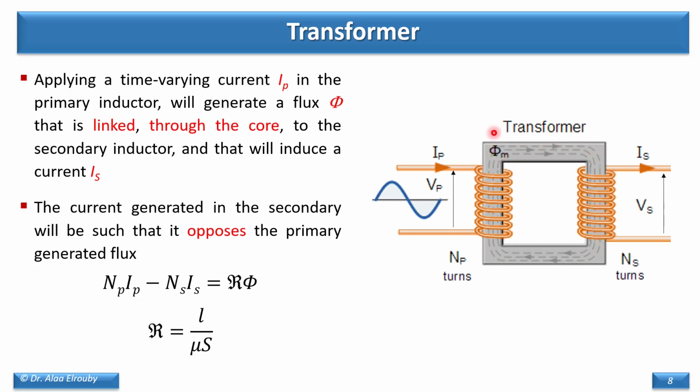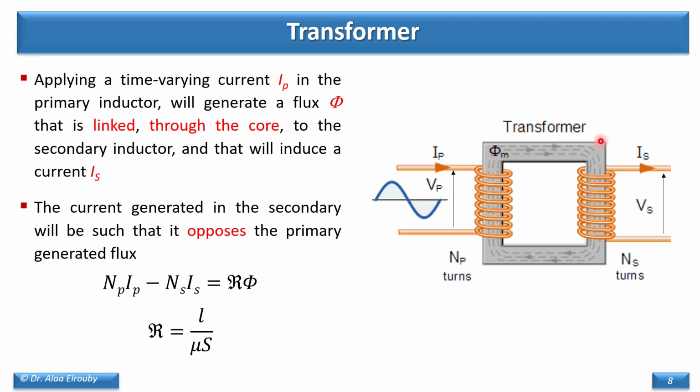The flux doesn't escape to the air, as we discussed this before, because the resistance or reluctance of air is much higher than the reluctance of the core, and that's why we are creating the transformer's core from very high permeability magnetic material, ferromagnetic material. So this core is like directing the flux to have the highest possible link to the secondary.